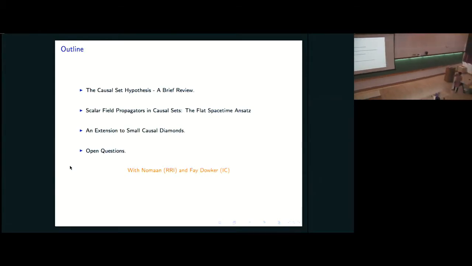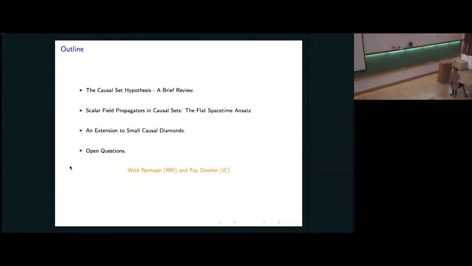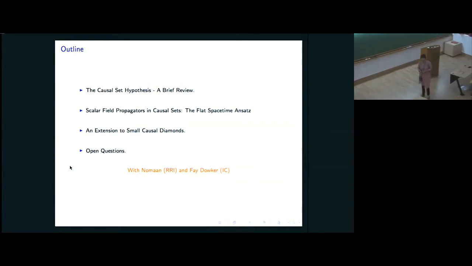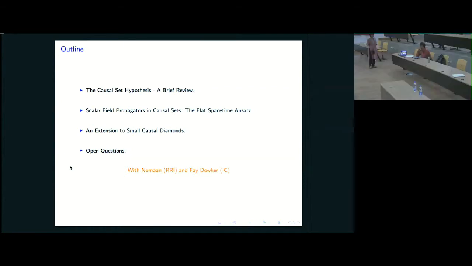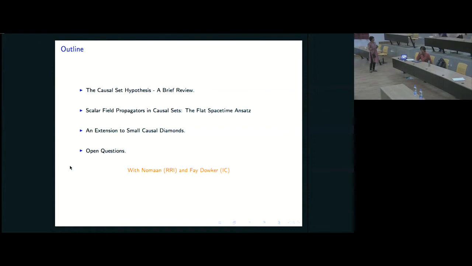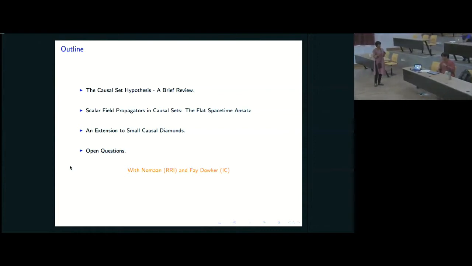Okay, so I'll begin with a very brief review of a particular approach to quantum gravity, very distinct from string theory, called the causal set approach. And for the purpose of this talk, you can think of it purely as a discretization method. So forget about quantum gravity, think about it just as a discretization of spacetimes that you know and love.